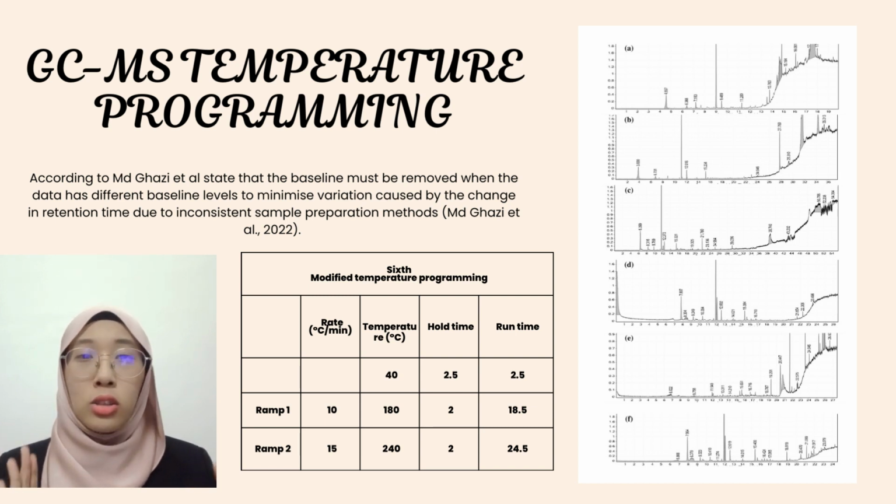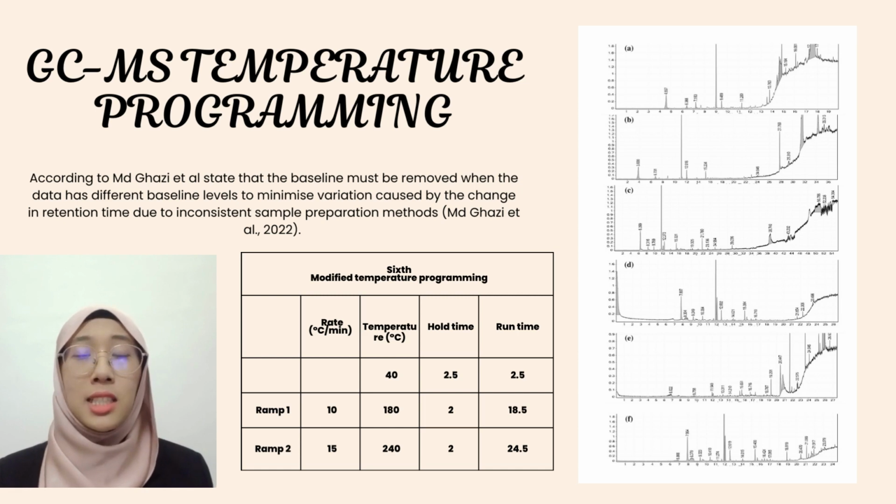MD Gazi et al. 2022. After 6 trials, with ramp 1 at 10 degrees Celsius per minute with a hold time of 2 minutes, and ramp 2 at 15 degrees Celsius per minute with a hold time of 2 minutes, we can see in chromatogram F that the overlap and the baseline shift error have decreased.